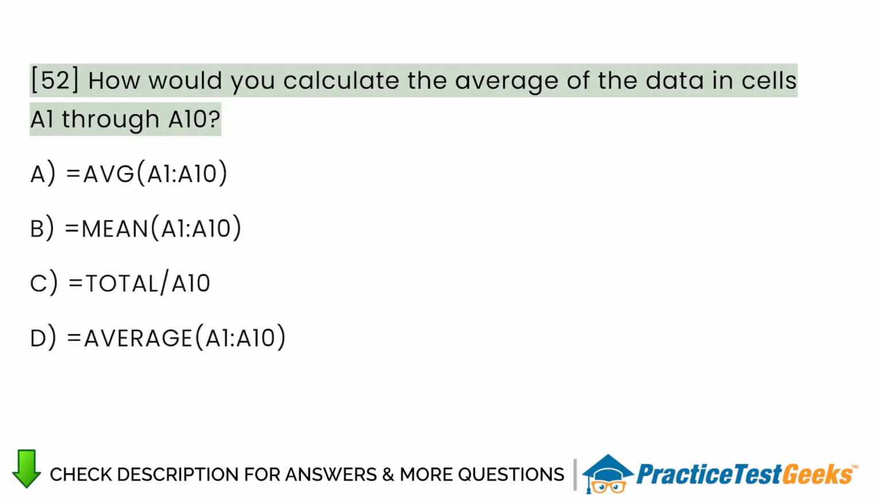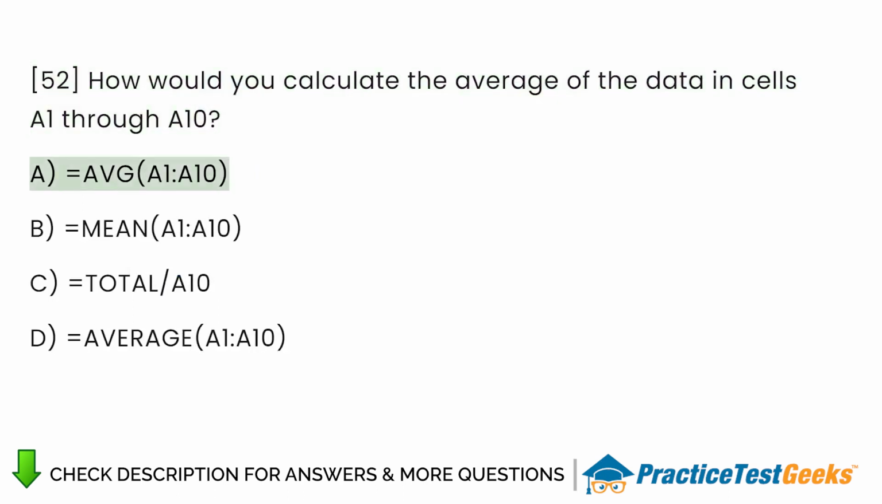How would you calculate the average of the data in cells A1 through A10? A. Equals average. B. Equals mean. C. Equals total A10. D. Equals average.